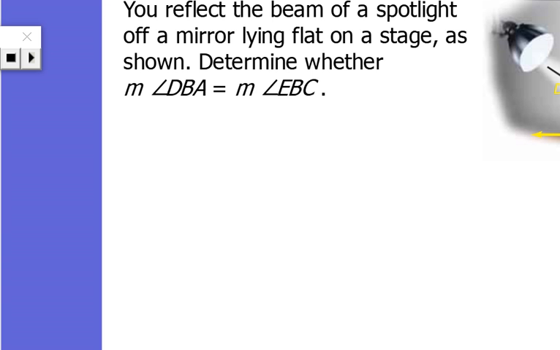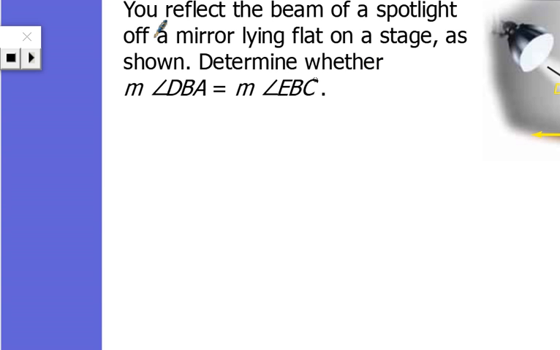Let's think about a scenario here. Now, this is going to act as our very first quote-unquote proof of the school year. Hang on to your seats, it gets exciting. And I'm going to mention a couple terms that you're going to see in 2.5 and 2.6. It says you reflect the beam of a spotlight off a mirror lying flat on a stage, as shown. It wants us to determine if the measure of angle DBA equals the measure of angle EBC. Okay, so this guy in here is equal to this guy in here.